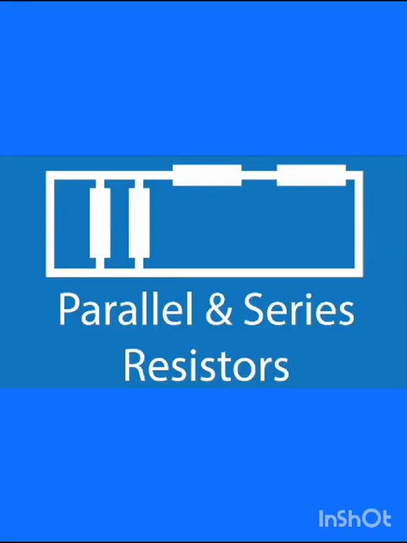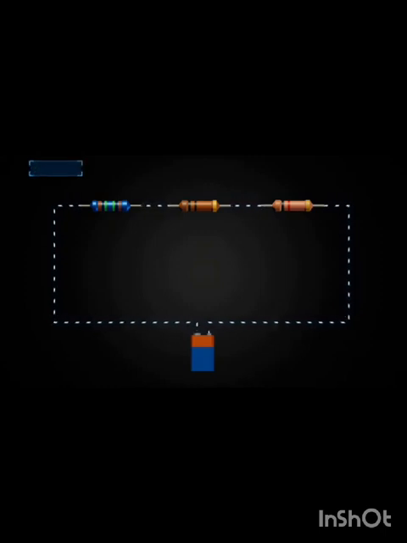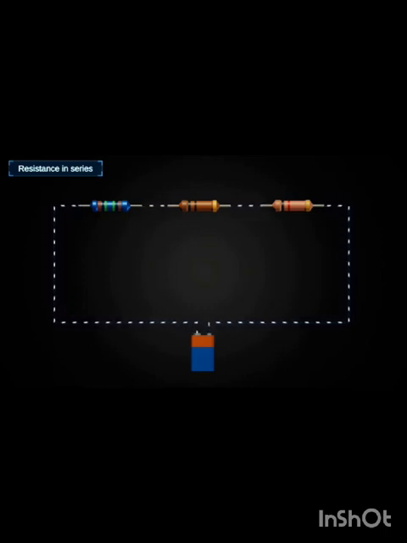In this video, we are going to see about resistors in series and parallel. Now, we are going to see resistance in series. In this diagram, you can see that three different resistors are connected side by side on the same line. They are represented as R1, R2 and R3.